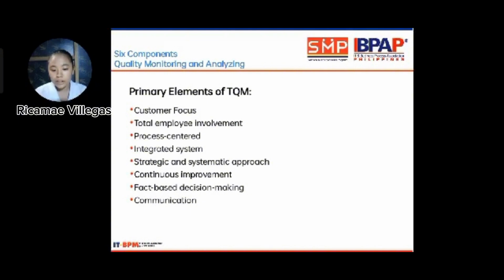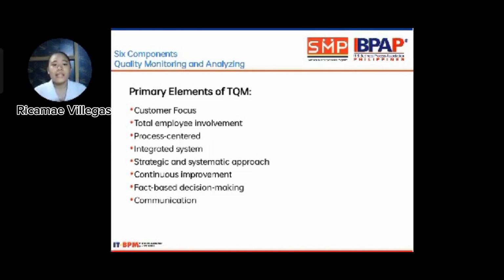And also the continuous improvement. A large aspect of TQM is continuous or continual process improvement. It drives an organization to be both analytical and creative in finding ways to become more competitive and more effective in meeting stakeholders' expectations.